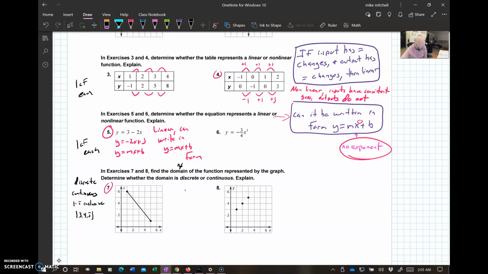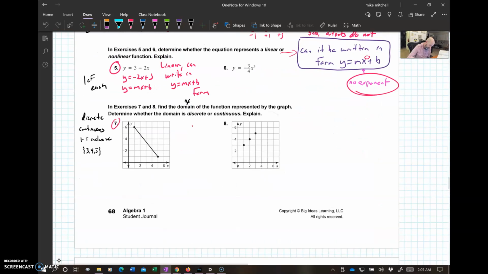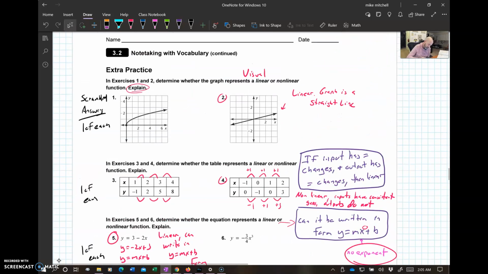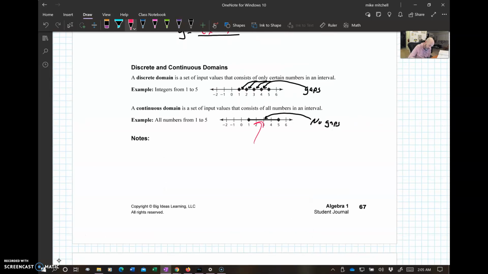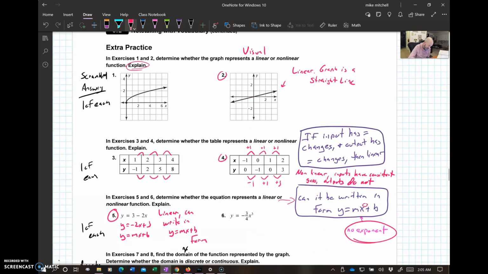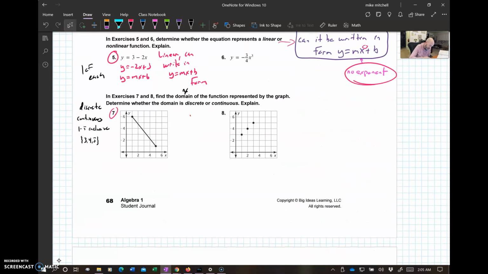7 and 8, we're just looking at continuous or discrete. That looks more like this one. That's a straight line. That was continuous. So I'm going to say this is continuous. And then my domain, that's my x value, starts at 1, goes up to 5. So it's 1 to 5, and that's going to be inclusive because it includes the 1 and the 5. You've got the solid circle, so it includes those points.